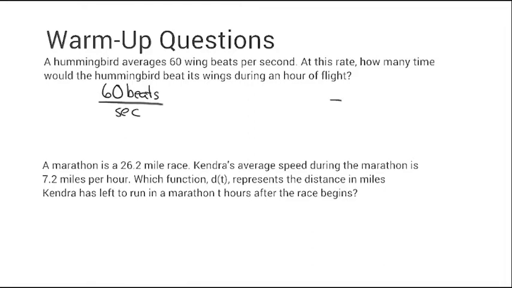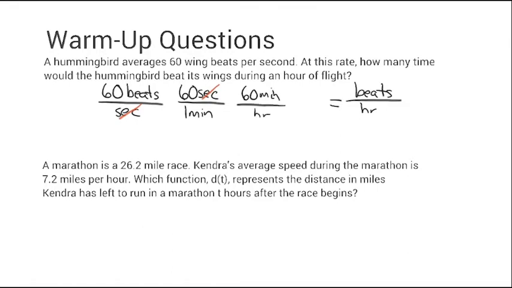I want to know how many beats per hour. So the beats are correct. I just need to turn seconds into hours. I know there are 60 seconds in 1 minute, and that my seconds cancel. And then I also know that there are 60 minutes in 1 hour, and my minutes are canceled now. And I now have the correct units, so I just need to do the arithmetic, and I'll have my answer.